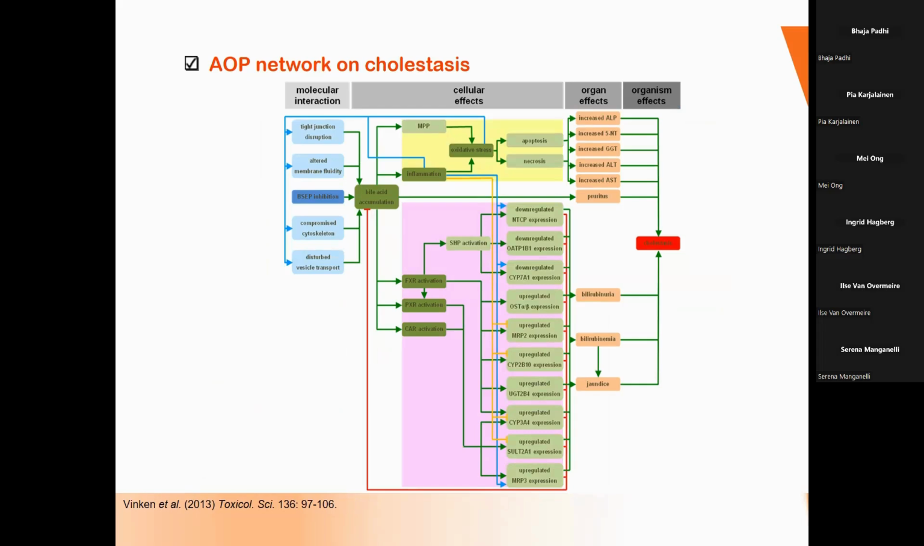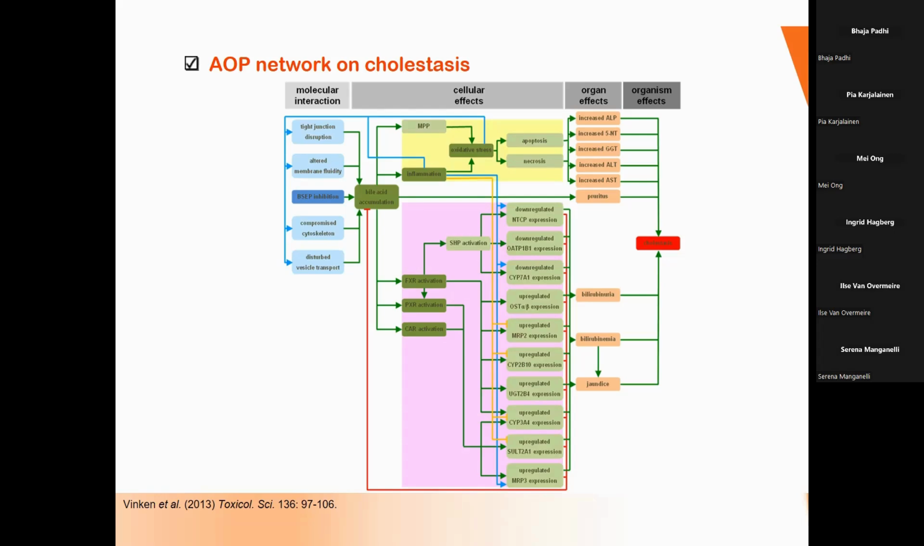And one of the main guidelines there was that you need to focus on a single MIE. But for something as complex as cholestasis, we already decided to introduce an AOP network, although the concept of AOP networks was not really known at that time. So that's why you have different MIEs on the left-hand side, sorry, what you can see in the blue boxes.